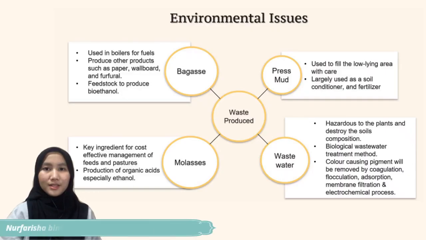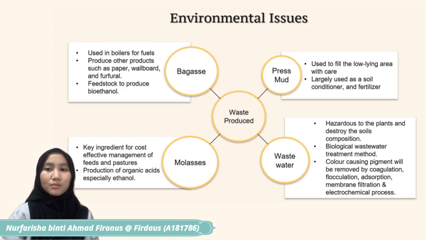Four major wastes generated in the production of brown sugar are bagasse, pressed mud, molasses, and wastewater. Bagasse is normally used in boilers for fuel, but it can also be used to produce other products such as paper, wallboard, and furfural. Bagasse is also used as an attractive feedstock for the production of bioethanol.